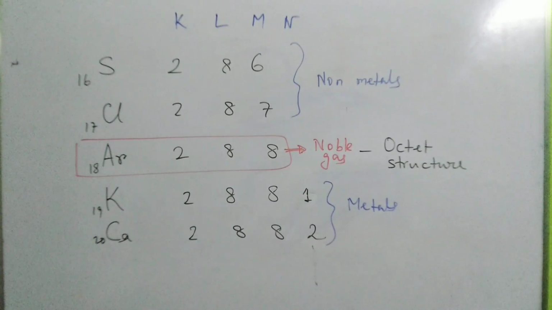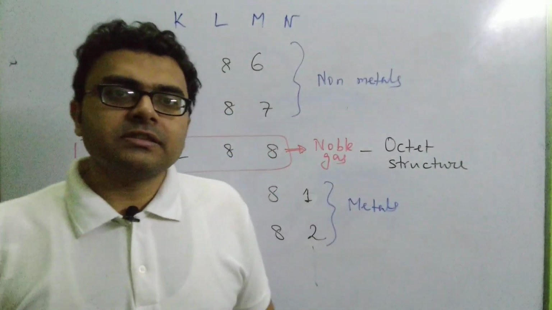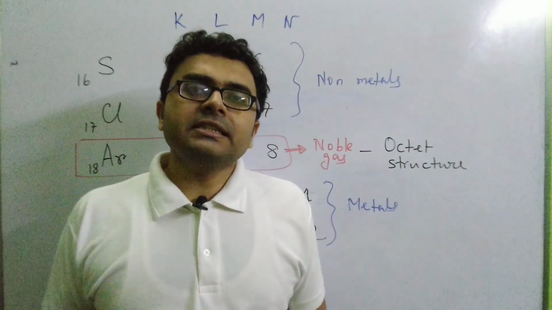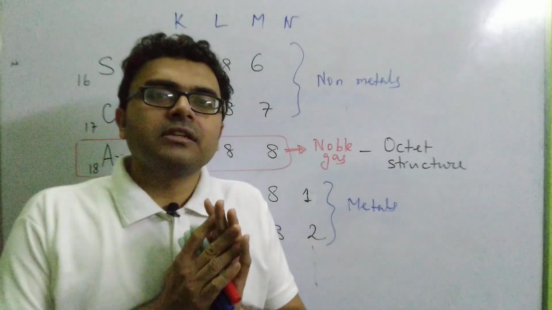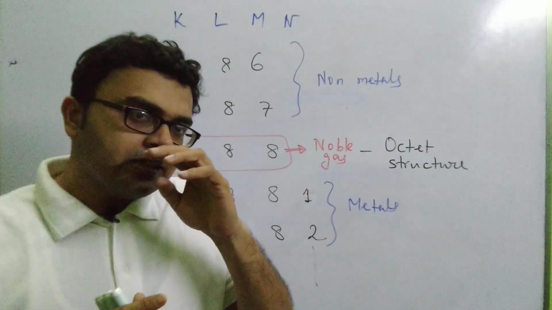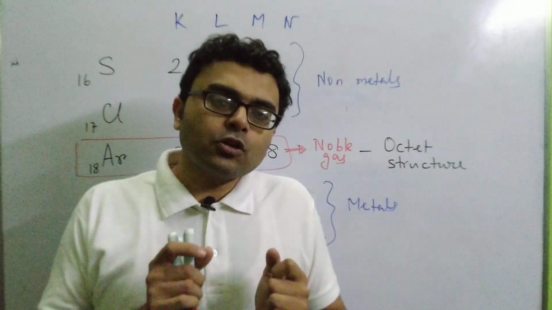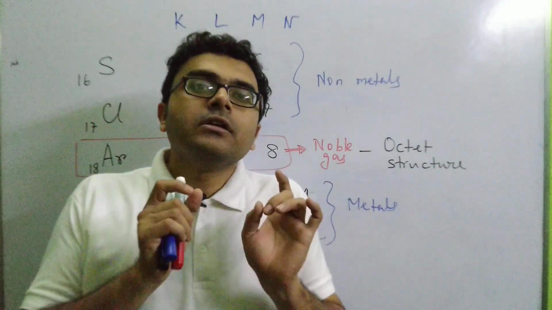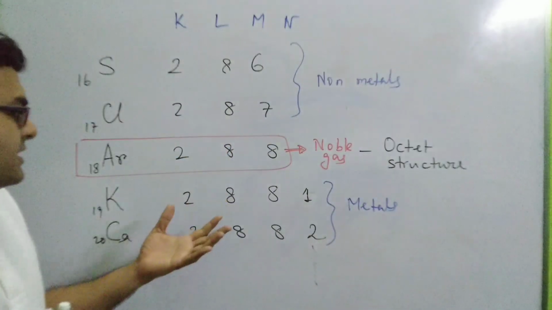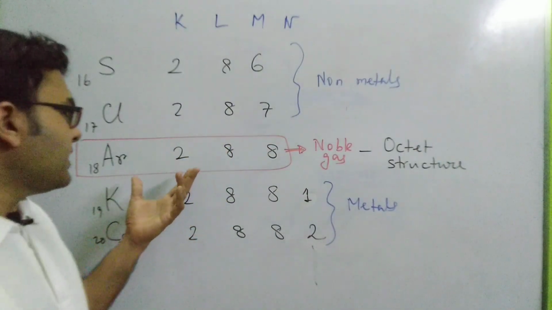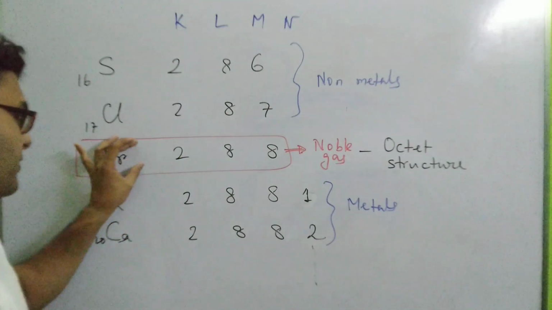Fine. Now remember one thing: the atoms of all the elements try to attain the electronic configuration of their nearest noble gas. Note down these words. You must have a pen in your hand and copy it. Please note it down that the atom of every element tries to attain the electronic configuration of the nearest noble gas. So from this I can say that potassium will try to attain the electronic configuration of argon. Chlorine will try to attain the electronic configuration of argon.